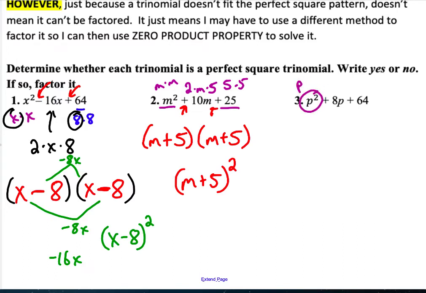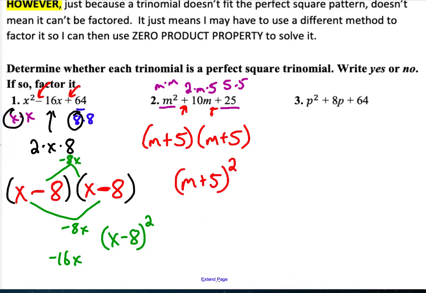All right, check the next one. p squared, yep, that's p times p. 64, yep, that's 8 times 8. Is my middle term 2 times p times 8? No, it's not. Okay? So for this one, it's not going to fit my pattern. But that doesn't mean we can't factor it. We just have to figure out, is it possible or not?